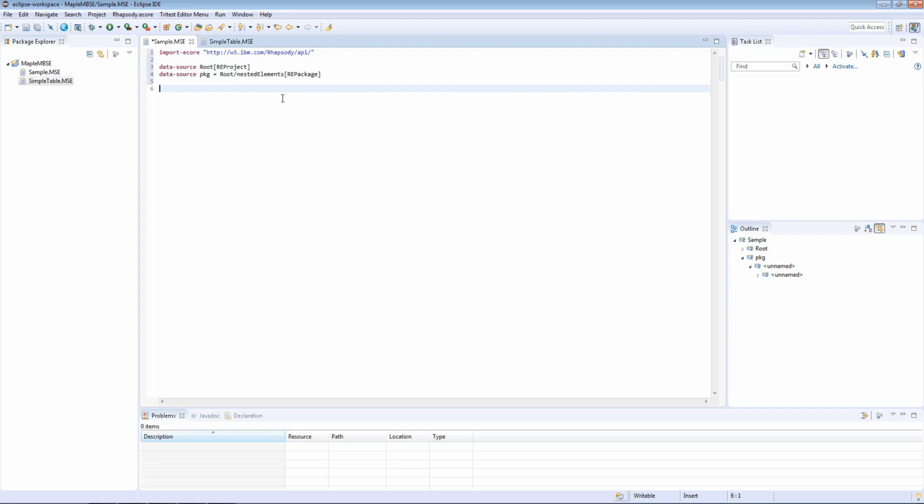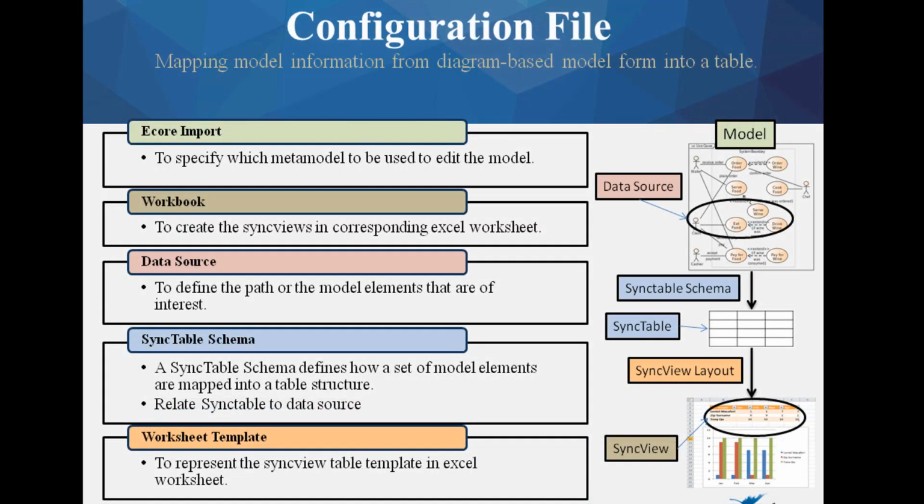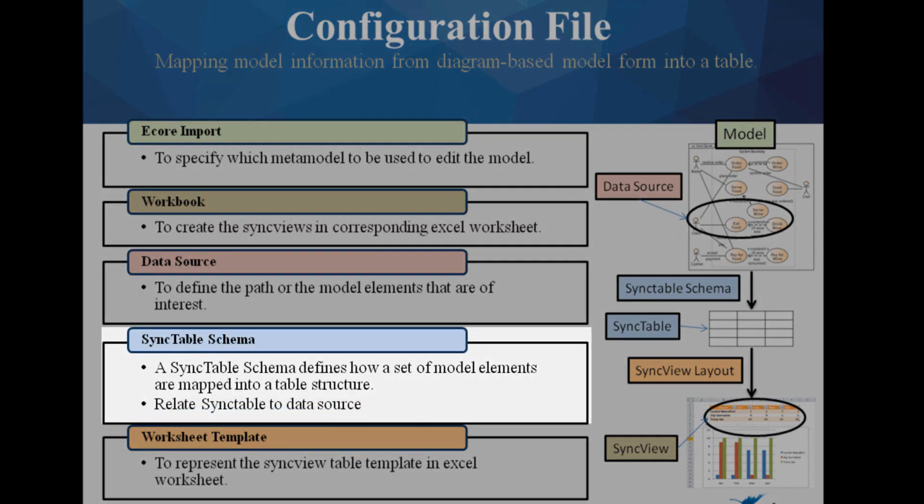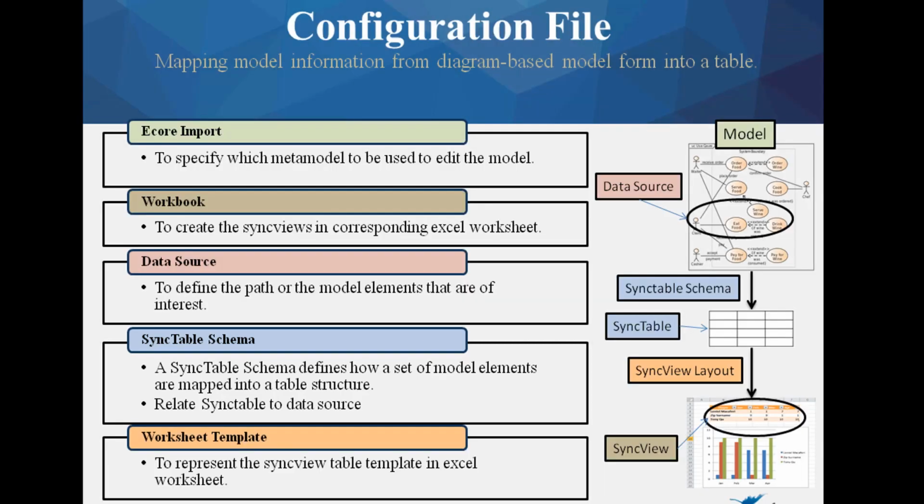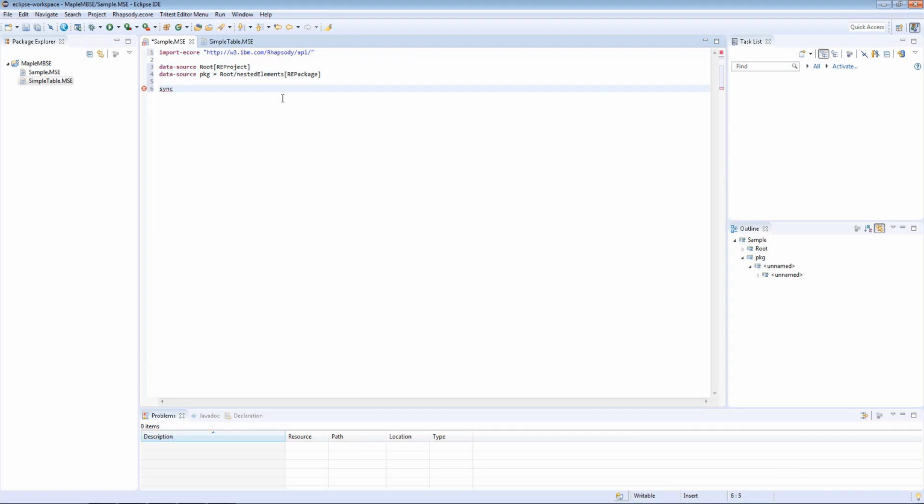So we have created a data source to identify the project, then get the packages that are within the project. Once we have defined the data source, we need to define a sync table schema. A sync table schema is where you say what information of the packages we want to get. For example, if you want to have the name, ID, a display name, etc. So we go to creating a sync table schema. Let's call this schema packages table.